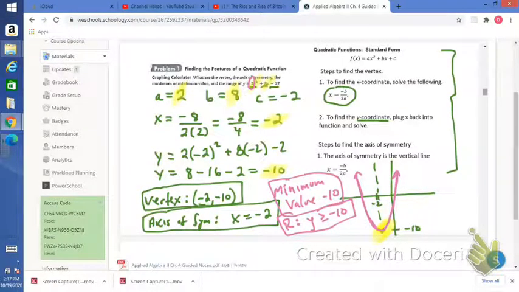Now there's one more thing that I want to point out. In these quadratic equations, your constant, in this case negative 2, is also your y-intercept. So notice that this graph would cross somewhere right in there. That point would be negative 2. Okay, so that's another key piece of information that we can pull from these quadratic equations written in standard form.